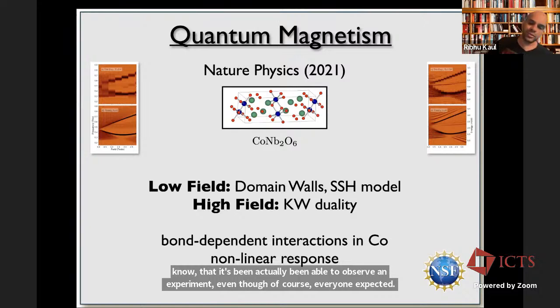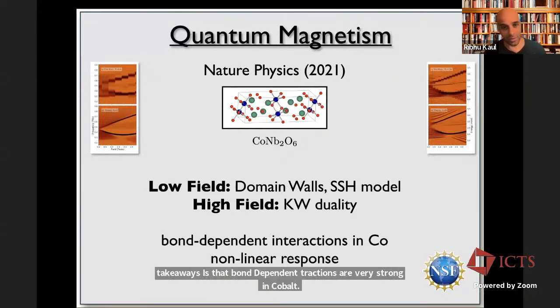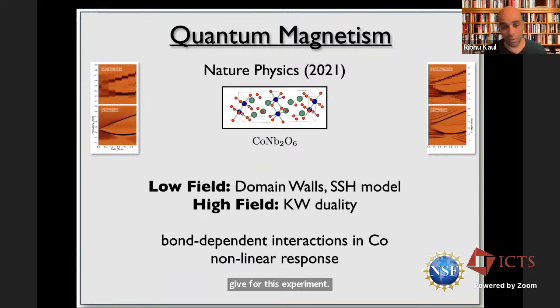And so some interesting takeaways: bond-dependent interactions are very strong in cobalt. There's no other interpretation I think you can give for this experiment. You have to have the fact that interactions are bond dependent. There's a doubling of the unit cell, which comes because of the directionality of the bonds.